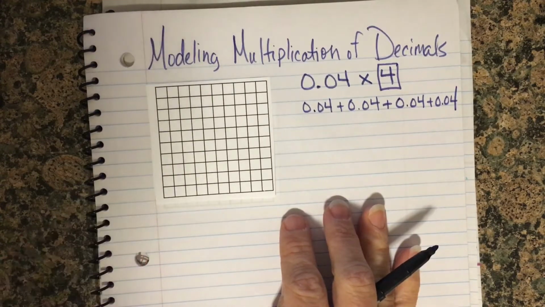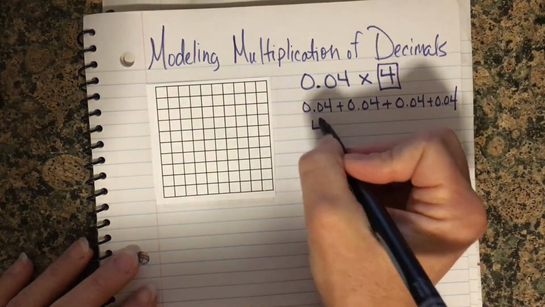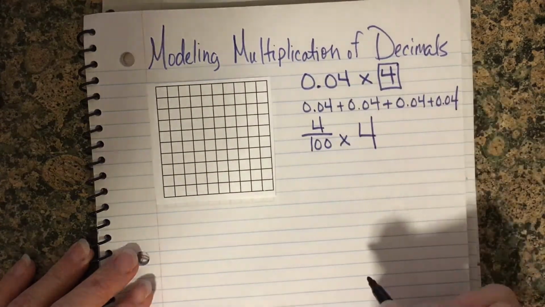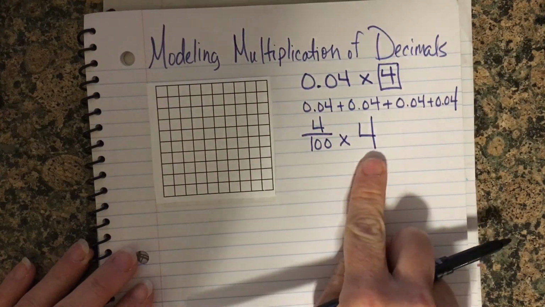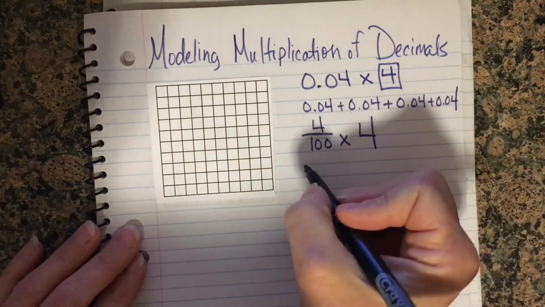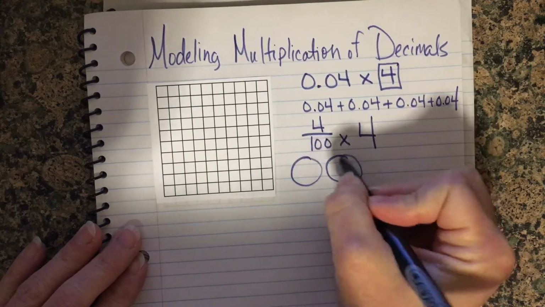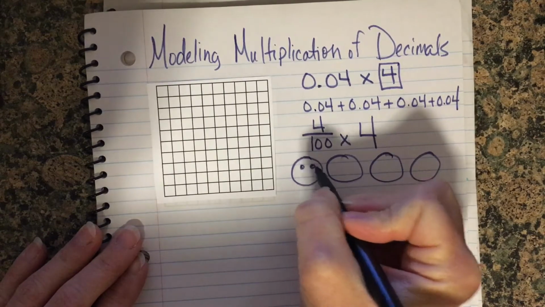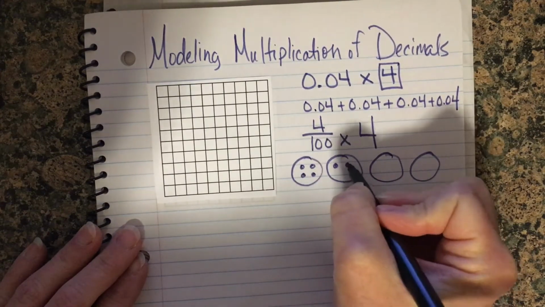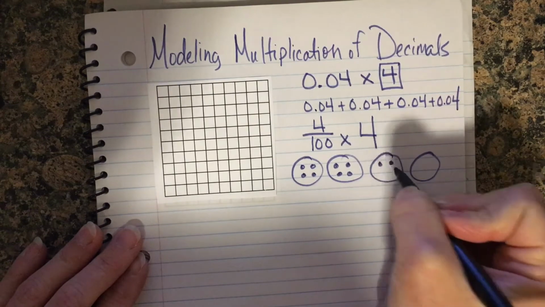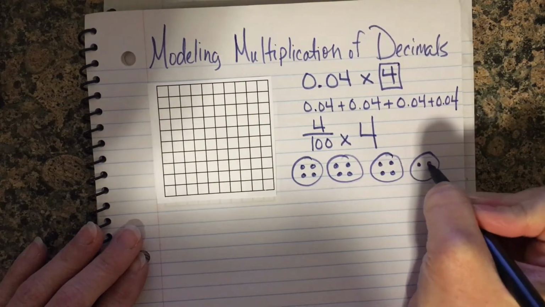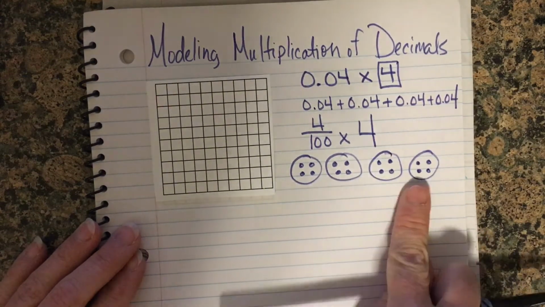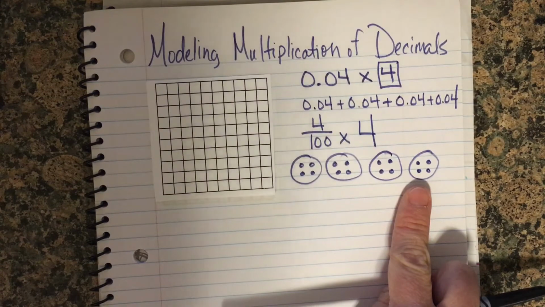I could do 4 hundredths written as a fraction times 4, and we've used this strategy when we multiplied fractions. I could do 4 groups of 4 hundredths. Remember, dots and squares are hundredths. The sticks are worth 1/10. So I could model it this way to show that I have 16 hundredths.